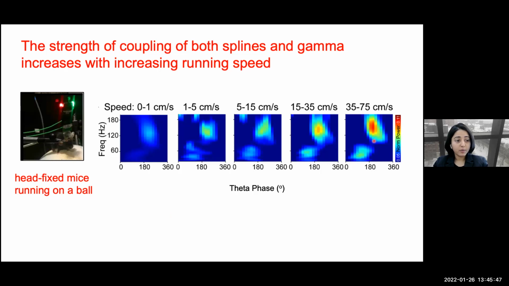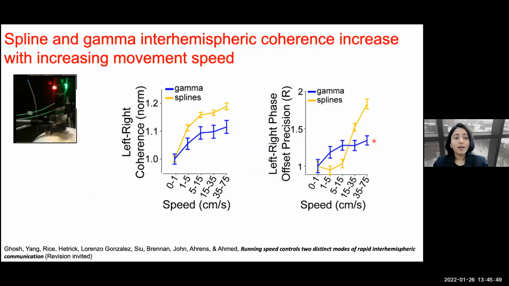But what about the interhemispheric communication? Both spline and gamma interhemispheric coherence increases with increasing movement speed. However, the precision of this phase offset increases precisely for splines as compared to gamma at higher running speeds. So we see this interesting oscillation, which has a unique interhemispheric phase relationship.